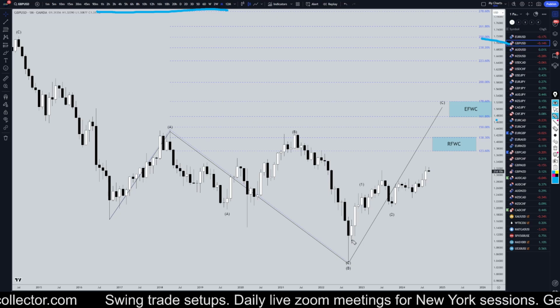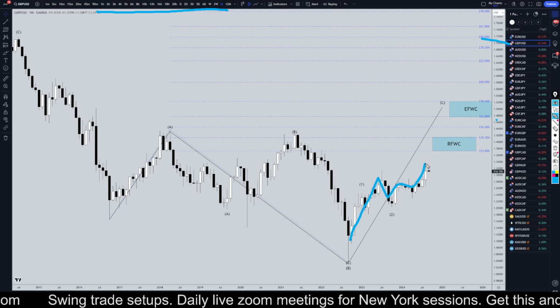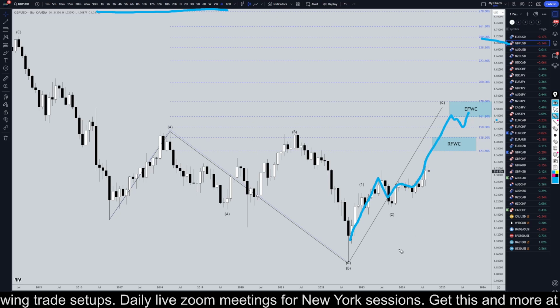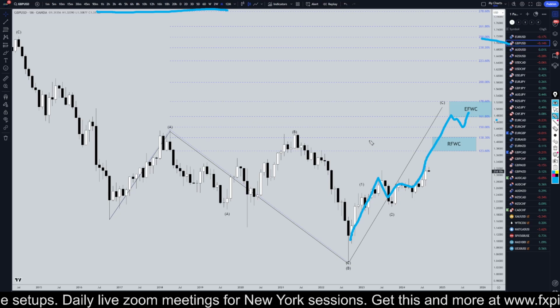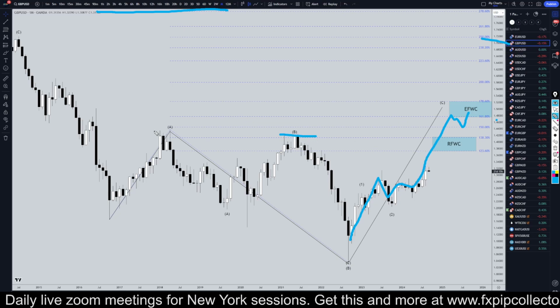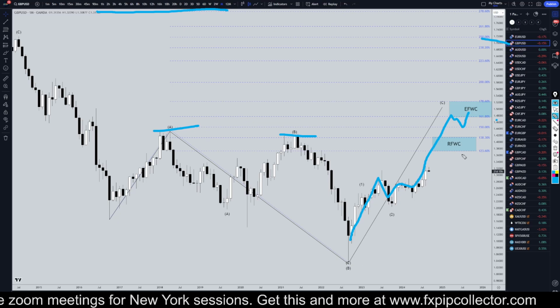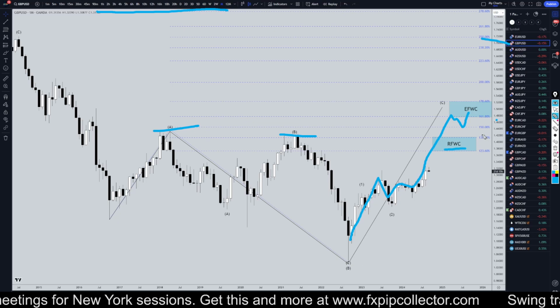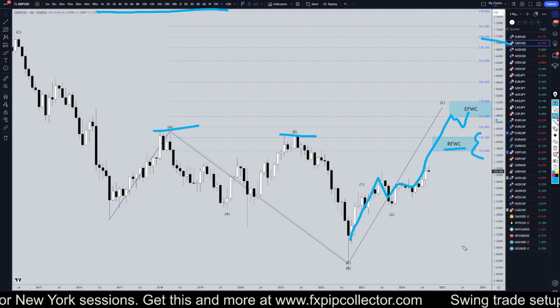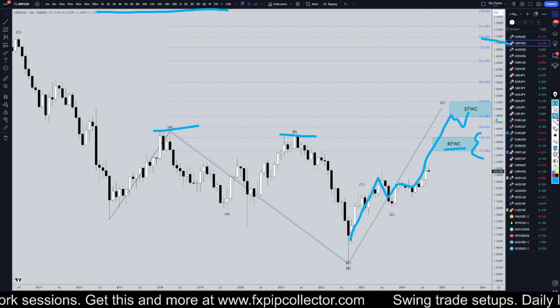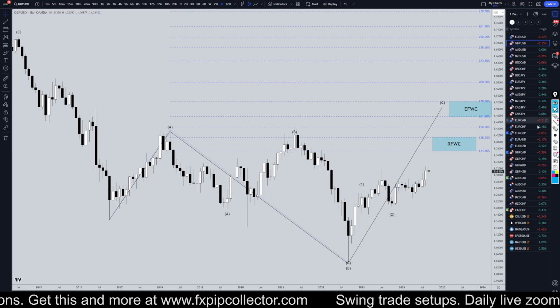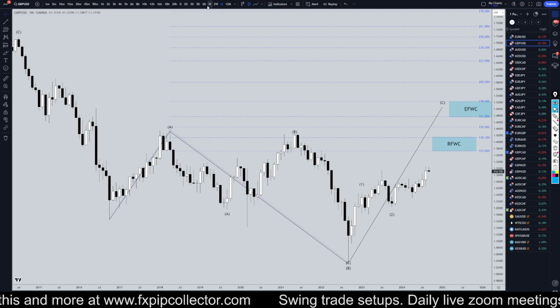So on the pound dollar monthly, I'm definitely still looking at this as either an expanding flat or a running flat. I'm definitely leaning towards expanding flat because I think it should go up and take out these highs. If it does decide to make a running flat, then likely it would turn at one of these lower Fibonacci levels, making a lower high. Either scenario, I think that it should continue the uptrend on shorter time frames.